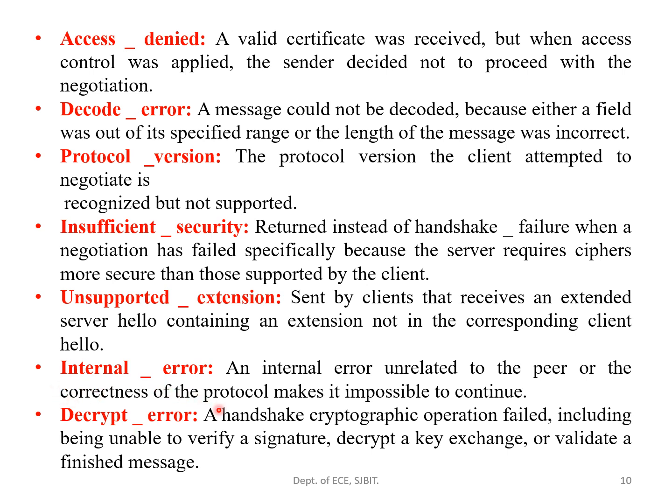Next is internal error. If any internal error happens while communicating from peer to peer, client to server, you get the alert message. Then decrypt error. After receiving the information, we decrypt the ciphertext to get the plain text. At that time we validate the secret keys used in that particular encryption and decryption. If a decryption error occurs, we get the alert message.